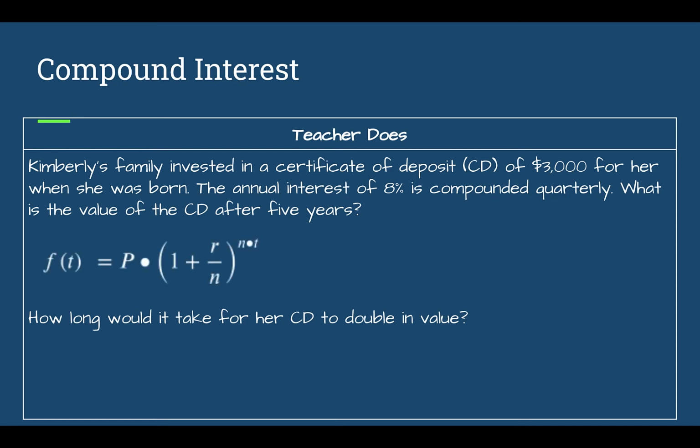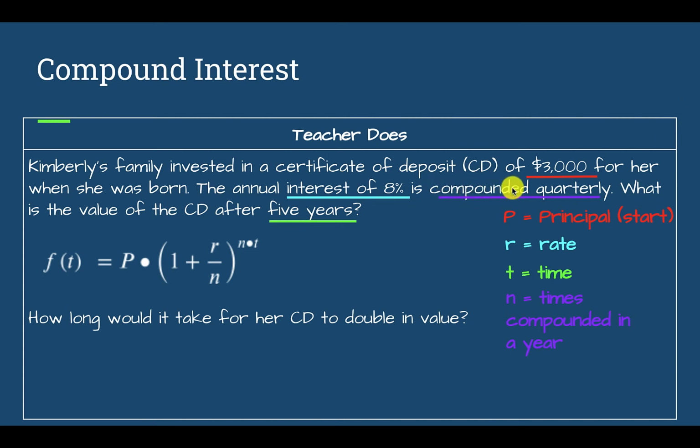Here's our original formula. We need 4 things: the principal, the rate, the time, and the times that it was compounded. So principal is where we started. She started at $3,000. Our rate is 8%. The time is going to be 5 years. And N, the number of times compounded in a year. So we can see the word compounded, and quarterly tells us 4 times.